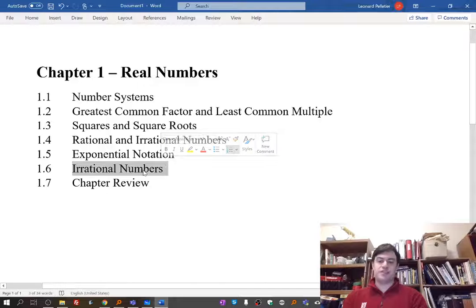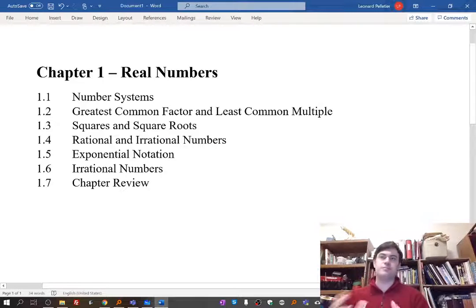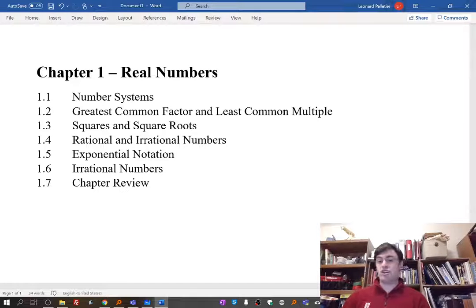Same with 1.6, irrational numbers. We're going to be looking again at square roots, but they'll be simplifying a square root. So something like square root of 48, we can break down into the square root of 16 times the square root of 3, and then the square root of 16 is actually just 4, so that's 4 times square root of 3, and so on.